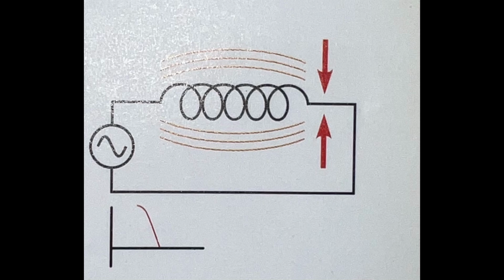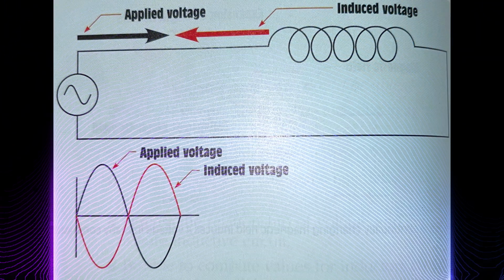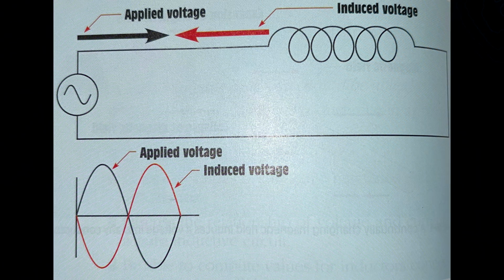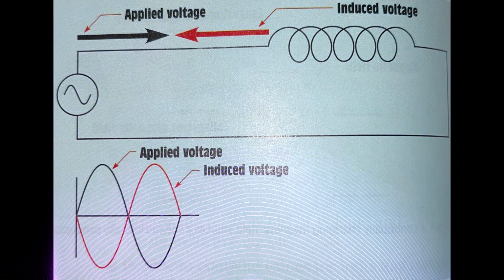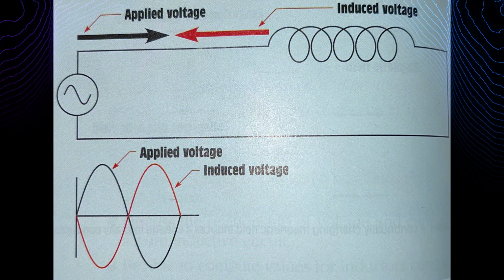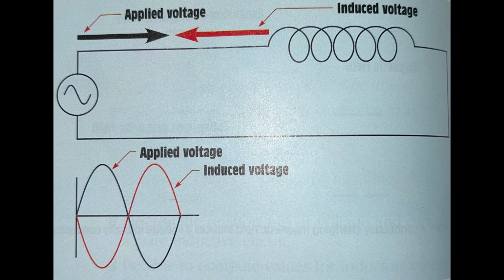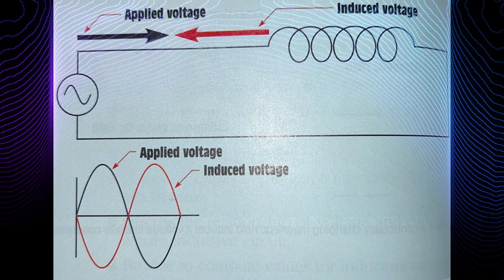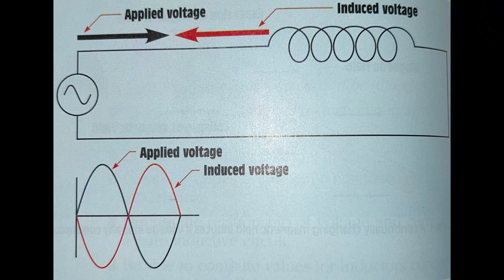Recall that voltage and current must both be either positive or negative before true power can be produced. Since the voltage and current are 90 degrees out of phase with each other in a pure inductive circuit, the current and voltage will be at different polarities 50% of the time, and at the same polarity 50% of the time.